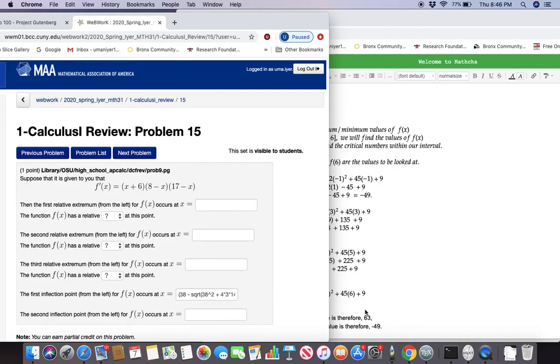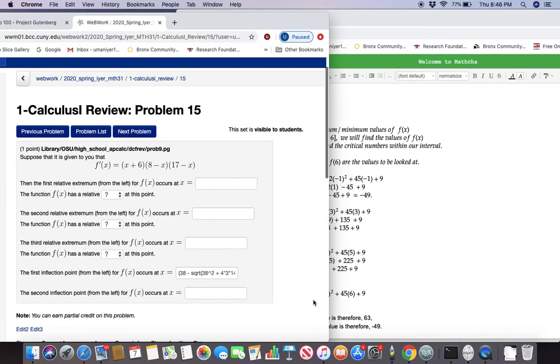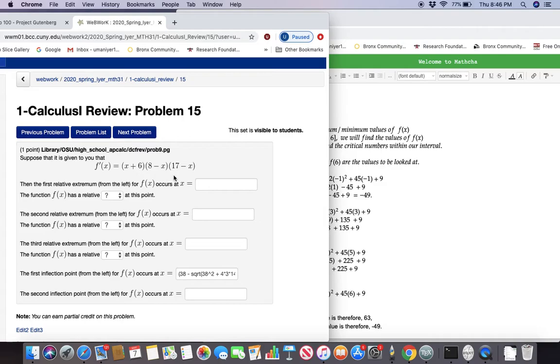Next problem. Next problem is you are given this derivative. Find its relative extremum for f. You are given the derivative. Relative extremum means relative maximum or minimum.